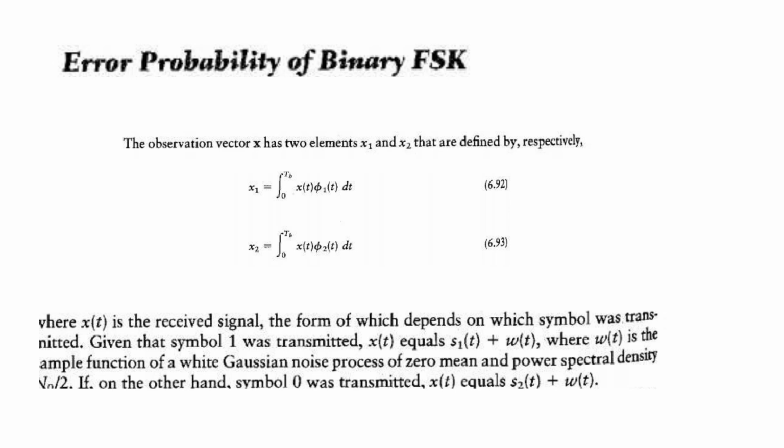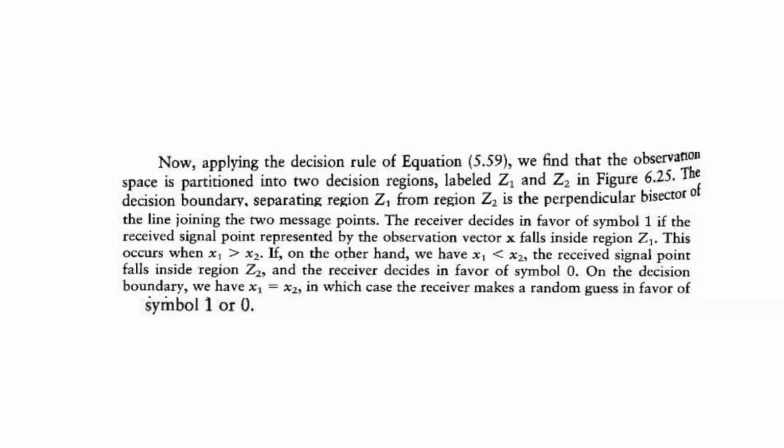If symbol 1 is transmitted, then x of t is equal to s1 of t plus w of t, where s1 of t indicates symbol 1 and w of t indicates the additive white Gaussian noise added in the transmission path. Likewise, if we are transmitting symbol 0, then x of t is equal to s2 of t plus w of t. Here w of t is the noise component, considered to be additive white Gaussian noise whose mean value is 0 and power spectral density is N0 by 2.